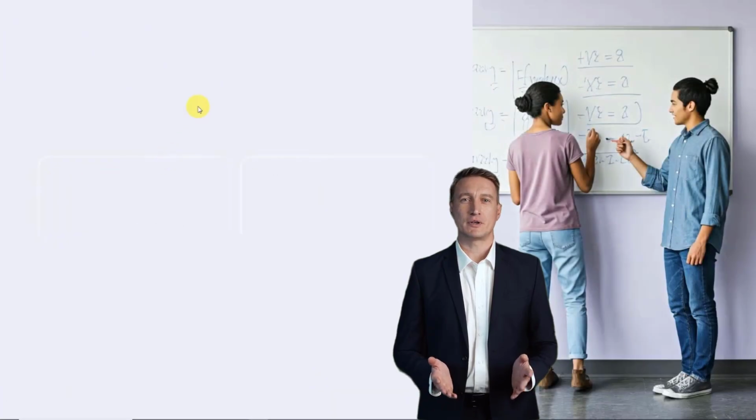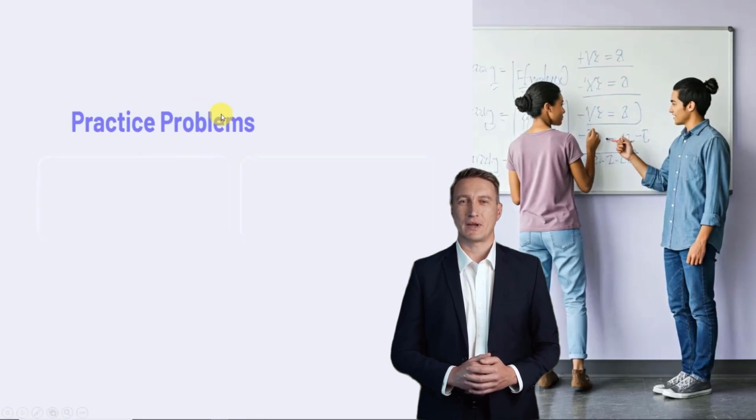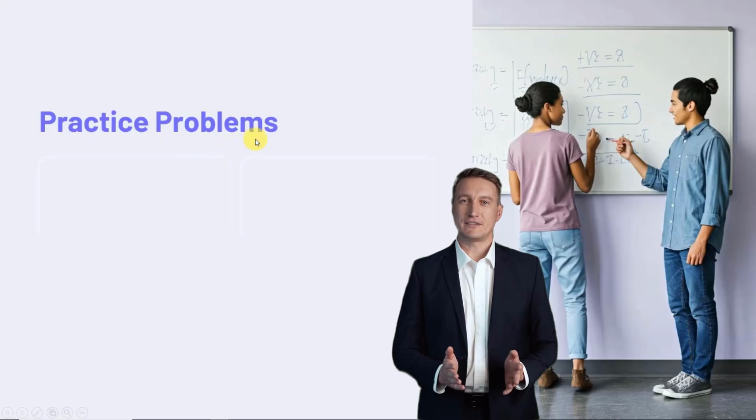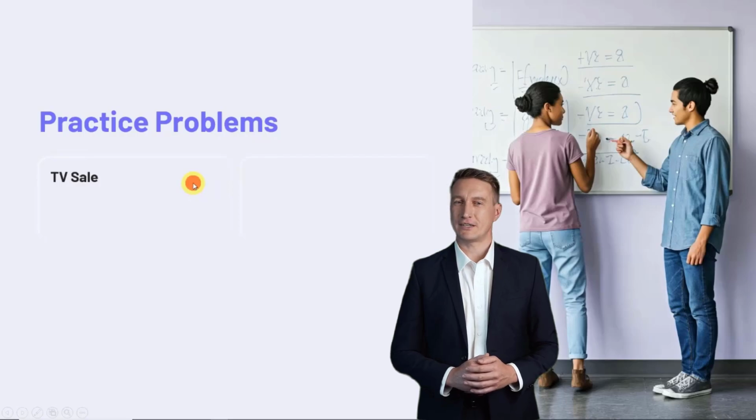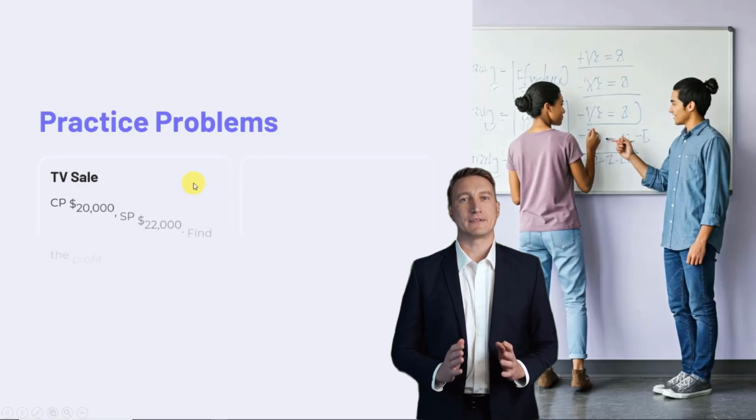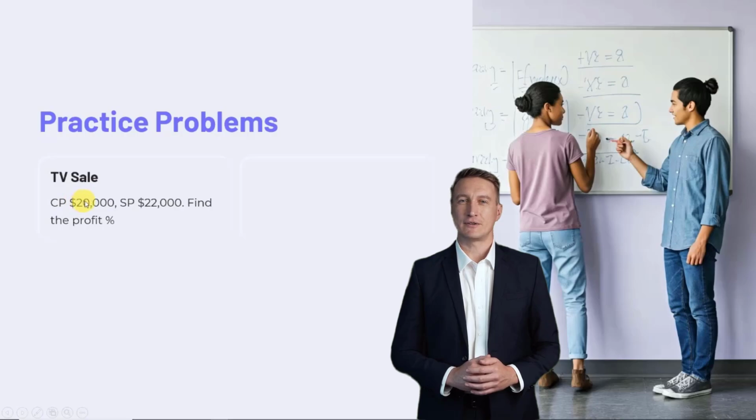Here comes the best part of this whole lesson, of course. Righto, yes, practice problems. Man, oh man, how nice this is, eh? Right, and here it comes. The first one is going to be a TV sale. The cost price is $20,000. The selling price is $22,000. Find the percentage profit. That's the very first one.